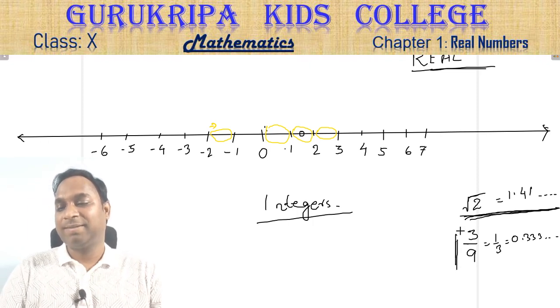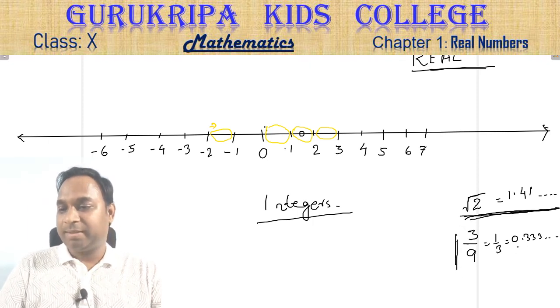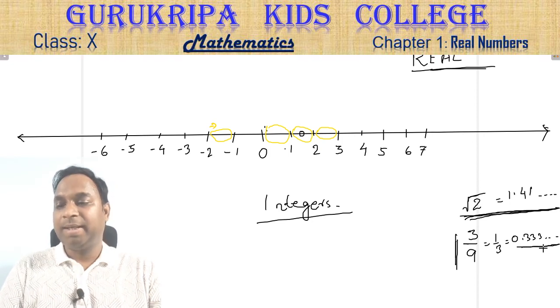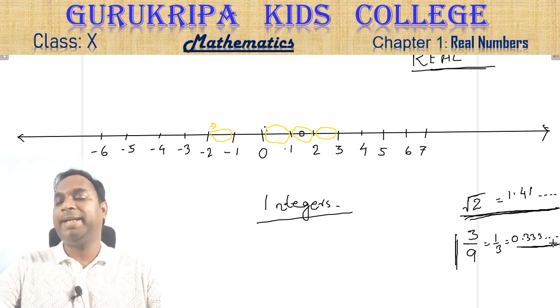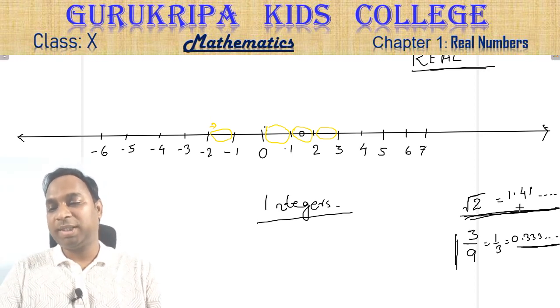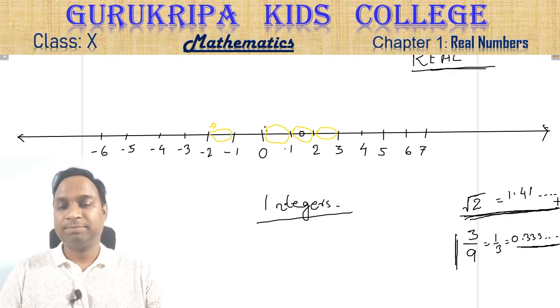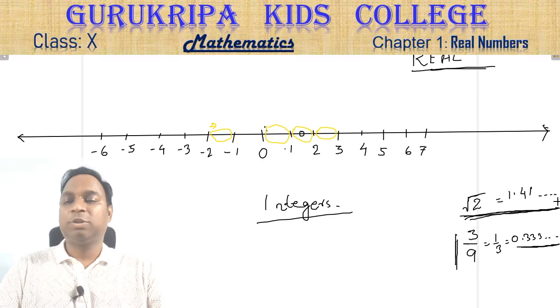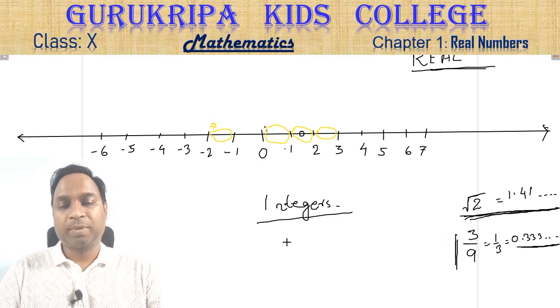And this is a rational number, isn't it? 0.3333 is a rational number. Here also the decimal expansion does not end anywhere. But this number is rational. Square root 2, the decimal expansion does not end anywhere. But this is not rational. This is irrational.